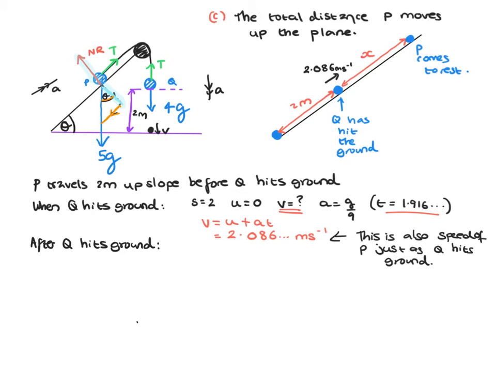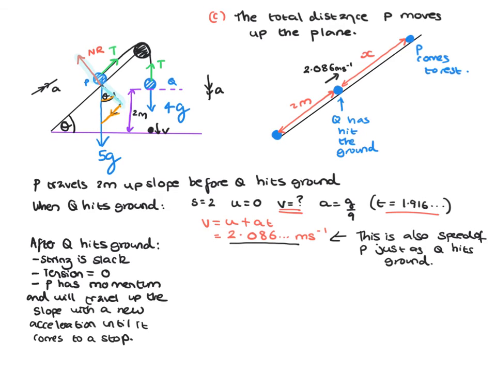So we know that when Q hits the ground, the string now becomes slack and the tension is equal to 0. But we know that because P has this residual velocity, it's got some momentum which will carry on propelling P up the slope. However, because the tension is now 0, we're not dealing with the same resultant forces as previously, so P will have a new acceleration, and we need to calculate this new acceleration.